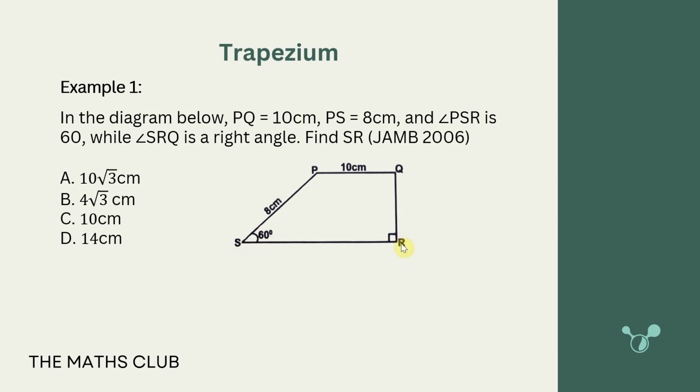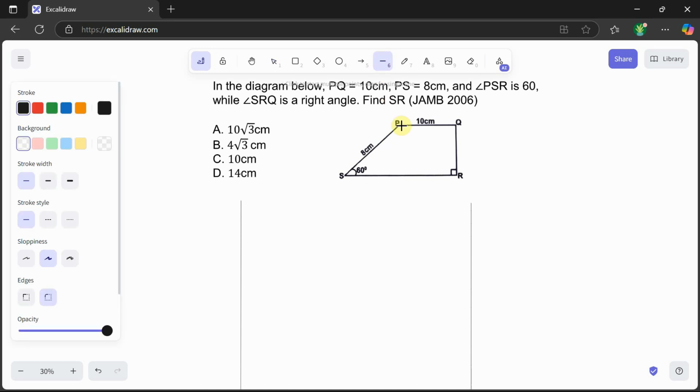I want you to pause the video and try this out yourself. Just try something. Welcome back. Let's look at it together. So if I look at this, if I draw a line, let me just draw a faint line.